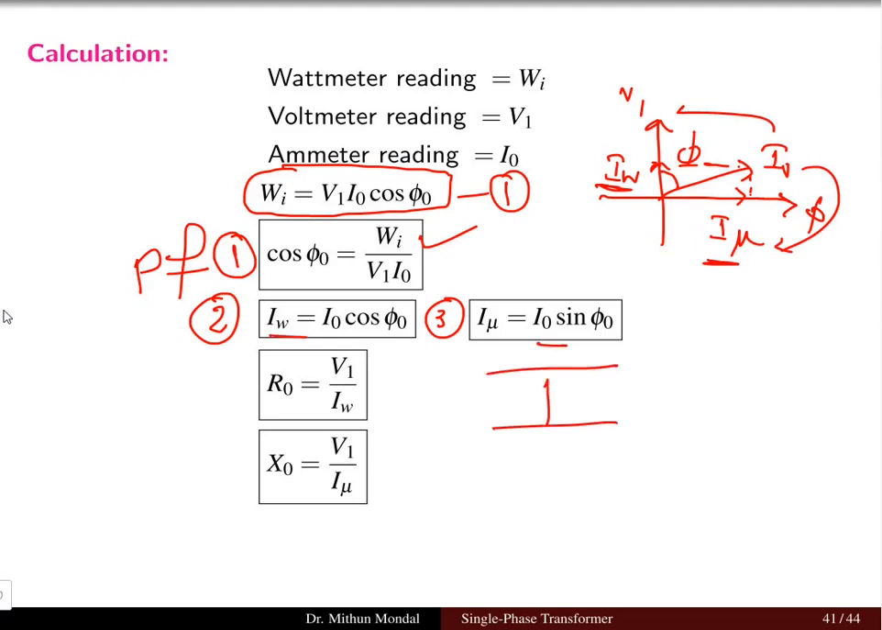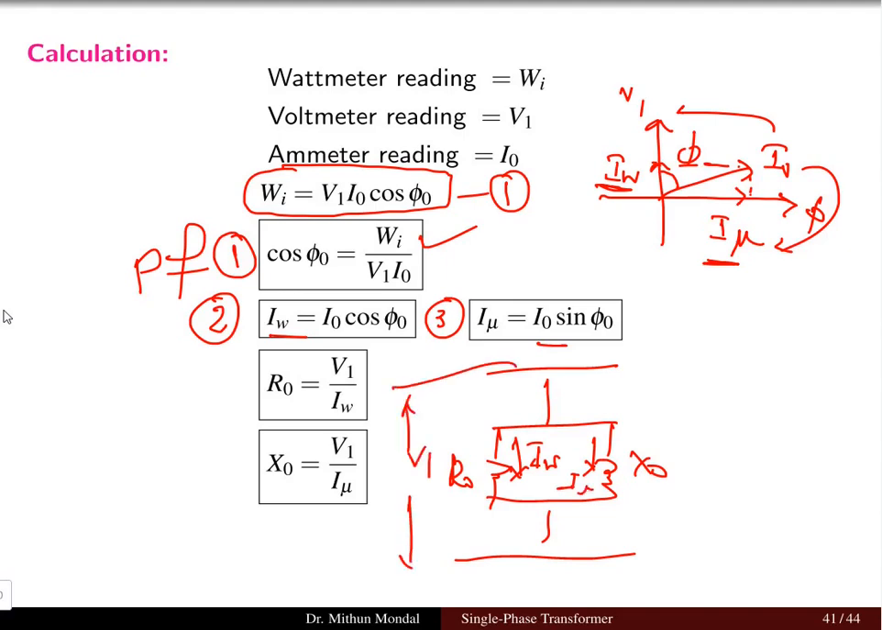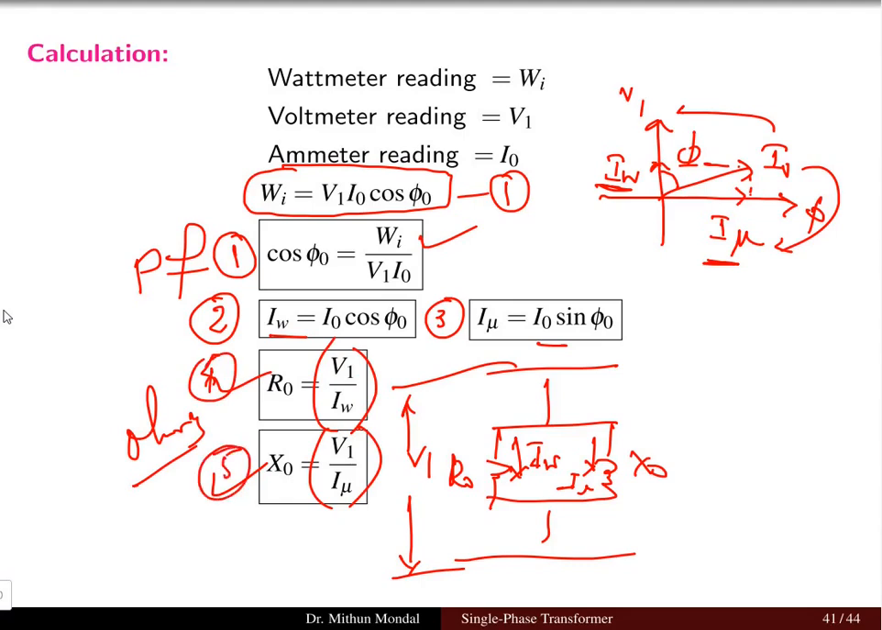Now, the shunt parameters, if we draw, are R0 and X0. Here we have R0 and here X0, and we have already calculated the currents flowing here, IW and I mu, in parallel with the supply voltage V1. So R0 and X0 we can calculate from Ohm's law as the voltage divided by the current flowing in the individual parameters. This can be your fourth formula and this the fifth formula. So we can obtain the shunt parameters of the transformer equivalent circuit using the open circuit test.